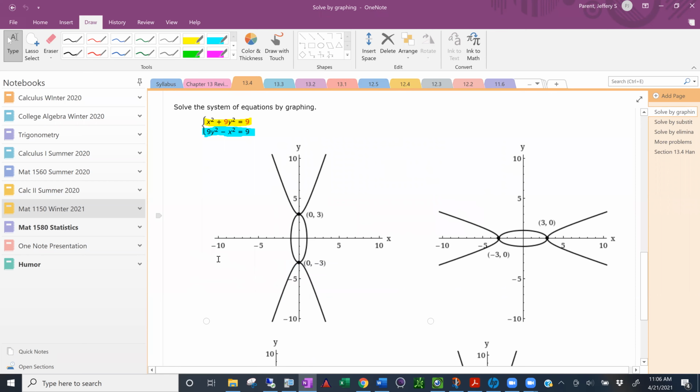So let's start by looking at those 2 equations, x squared plus 9y squared equals 9. What equation is that yellow one up here? What's its graph going to look like? It's going to go left to right, or left and right. Not the top one. Why not the top one? Why isn't the top one a hyperbola? It's an ellipse.